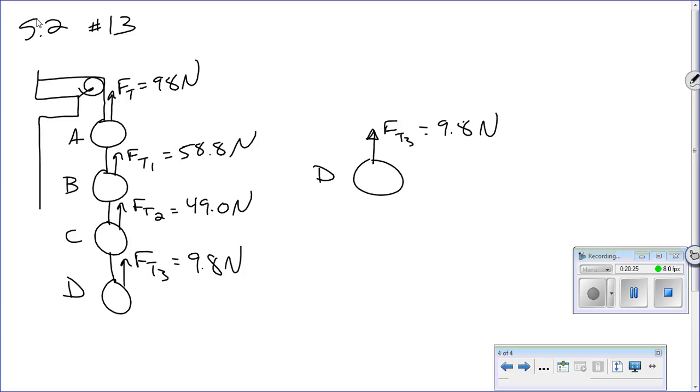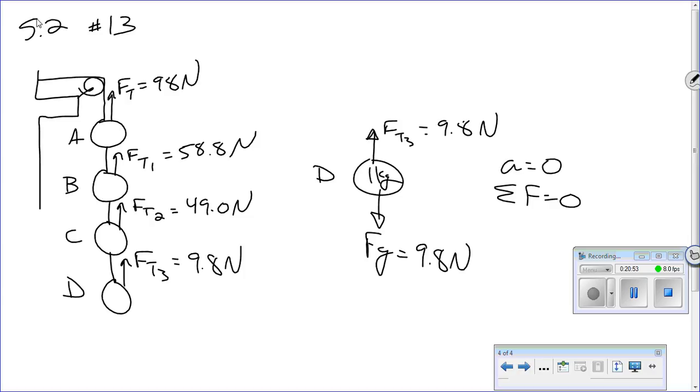Close. What's the disk doing right now? It's motionless, right? So the acceleration is actually 0. And so the net force is 0, which means the gravitational force has to be exactly canceling out the tension force. Therefore, now that you know your force of gravity, divide by 9.8 and get your mass of 1 kilogram. Make sense?